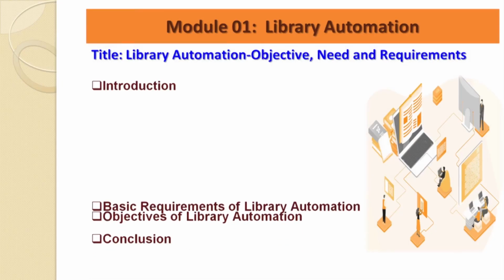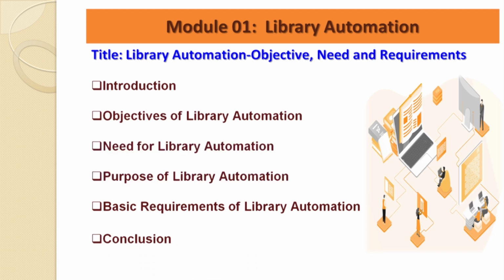If we want to do that, what should the objectives be, and what are the basic requirements to perform a particular activity as part of library automation activities? Let us see this particular session. We will be talking more about the objective of library automation, then the need of library automation, then the basic requirements of library automation, and the purpose of library automation in detail.